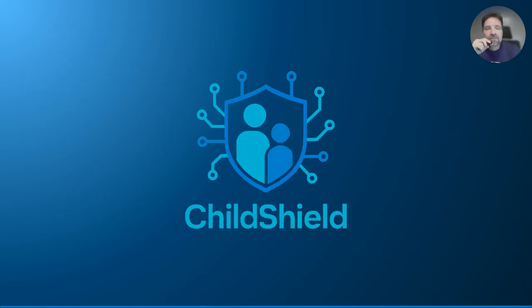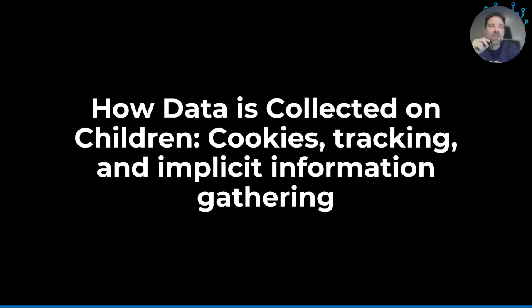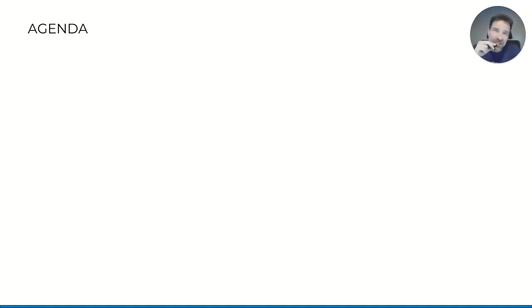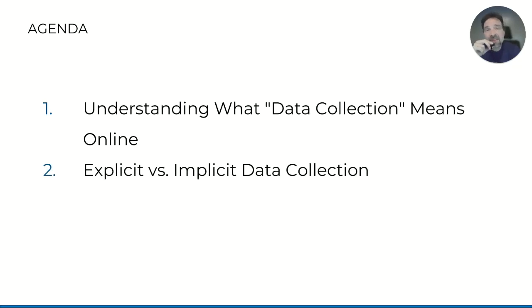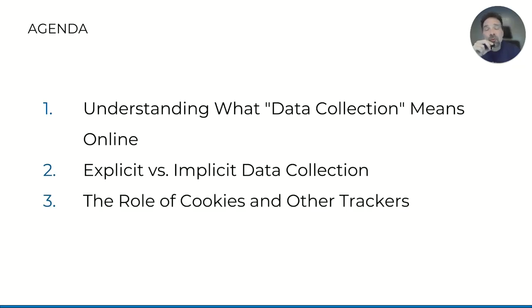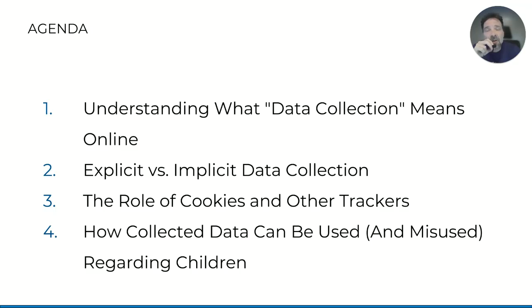We're going to talk about how data is collected on children, cookies tracking, and implicit information gathering. What's on the agenda? Understanding what data collection means, explicit versus implicit data collection, the role of cookies and other trackers, and how collected data can be used and misused regarding children.